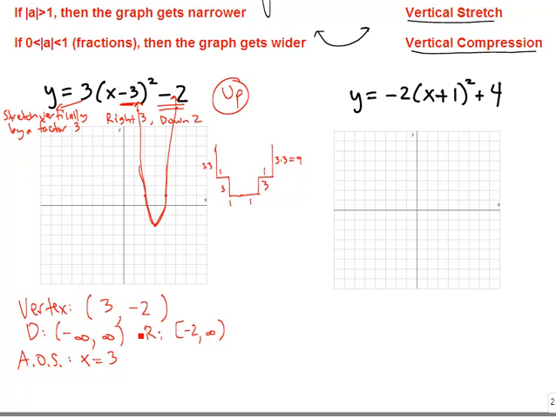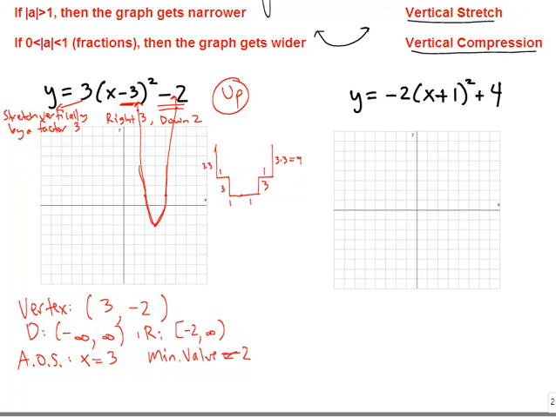And do we have a maximum or a minimum here? Because this is a parabola that's pointing up, we have a minimum. So we have a minimum value of whatever this y coordinate is of the vertex. And that was -2. So our minimum value is -2.